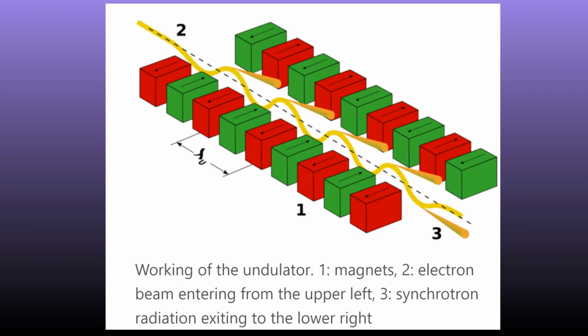This is a diagrammatic presentation of an undulator, where a series of very strong magnets or superconducting magnets are placed, where the direction of dipoles is changed periodically. You can see the electron beam entering through the upper left region mentioned as 2, and you can see the synchrotron radiation coming out from the third region.